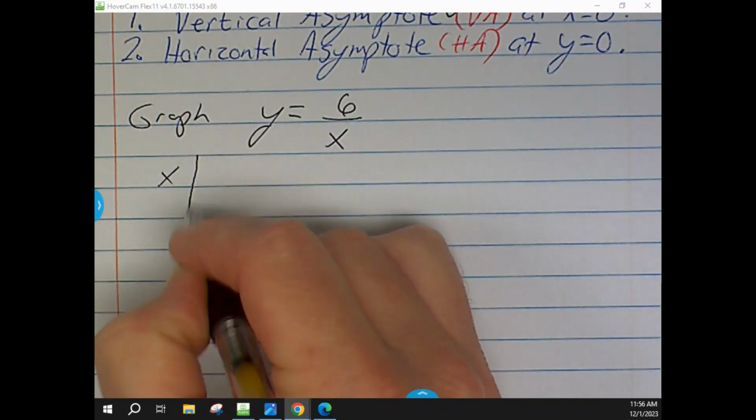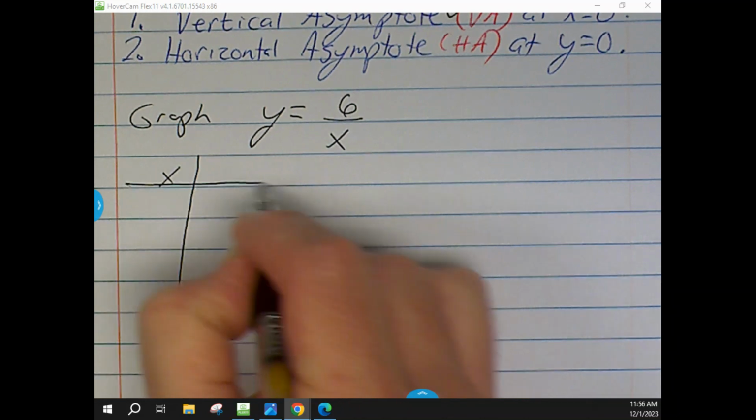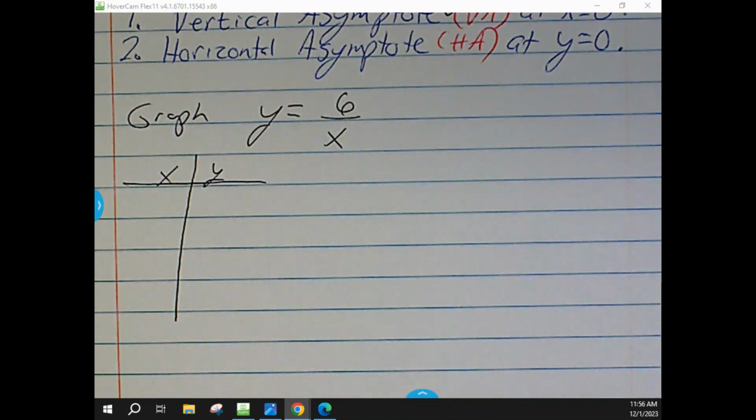Okay, so what we're going to do over here on the side, we're going to make a table of values so we can plug this thing in.